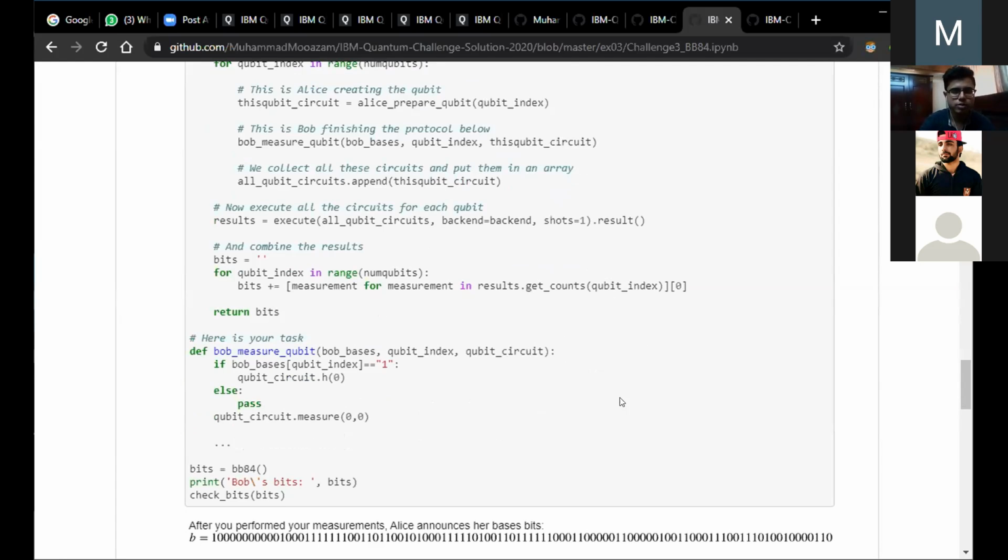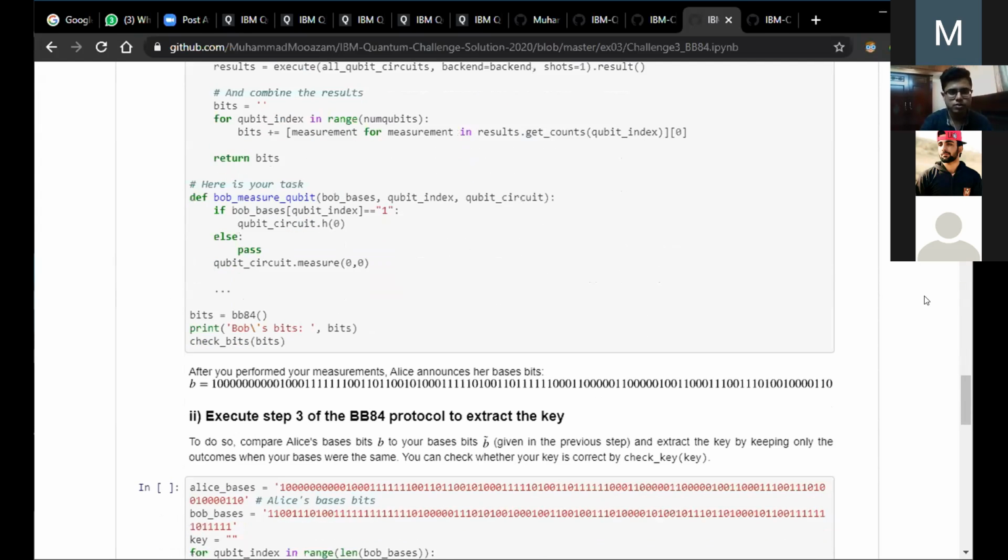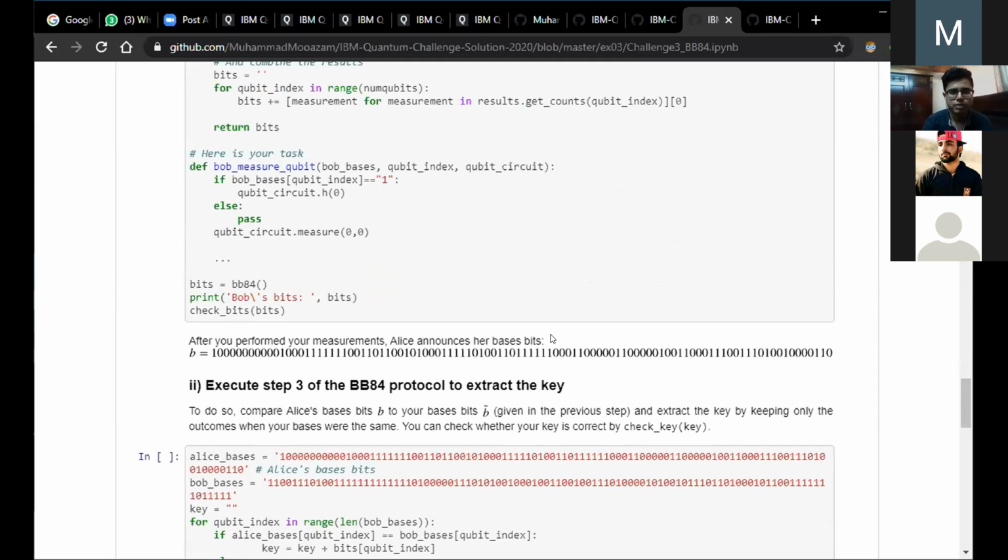There are three arguments in it. We use the if else function. The comparing method of if is bob basis qubit index, meaning the number of qubits 0 1 2. Here we have only 0 1. Now compare it to 1. If it's 1, then add it to the qubit circuit, otherwise pass. This is the basis. Now we measure the circuit. What we find is the measured Bob bits.